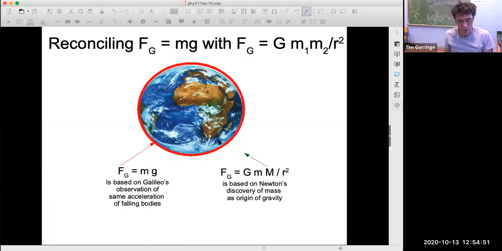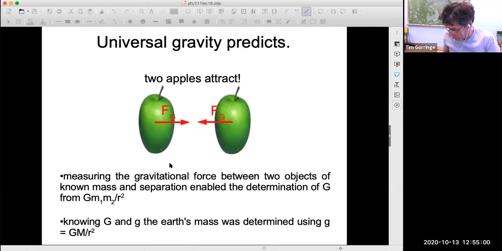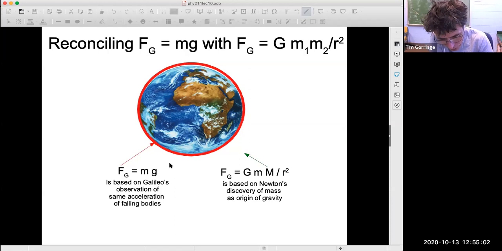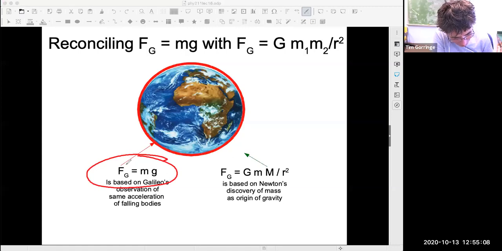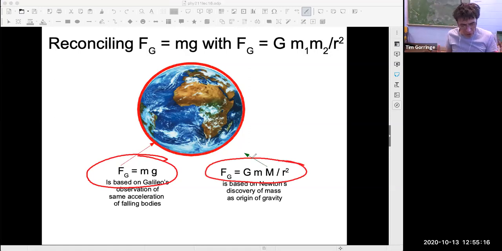Well, here's the reconciling of these two equations. Let me just say a few words about the original equation that we met, which is this one over here on the left. And then I'll go on and talk about the new equation, the universal gravity equation we've met. The first one was really simply based on the observation by Galileo that all objects fall with the same constant acceleration of gravity, 9.8 meters per second squared.